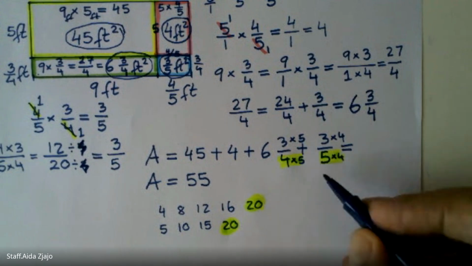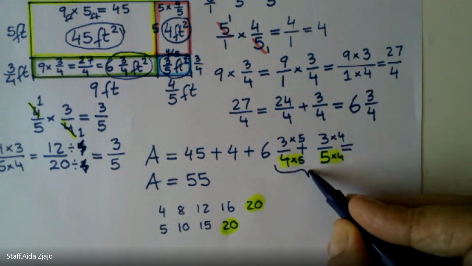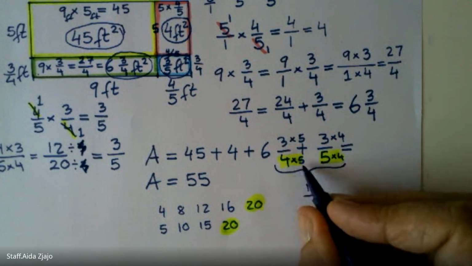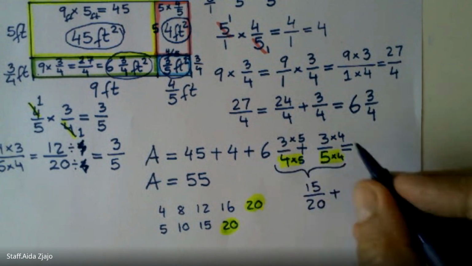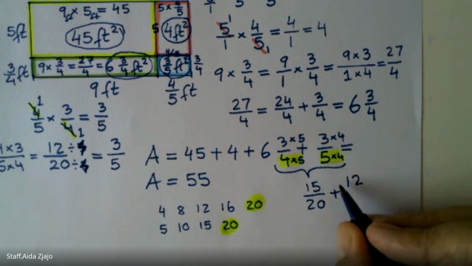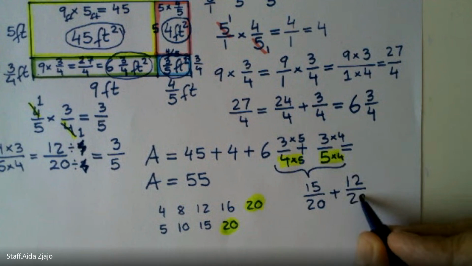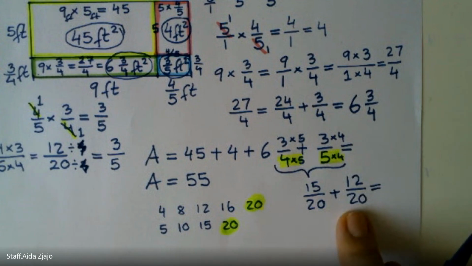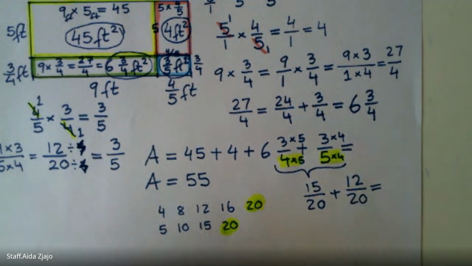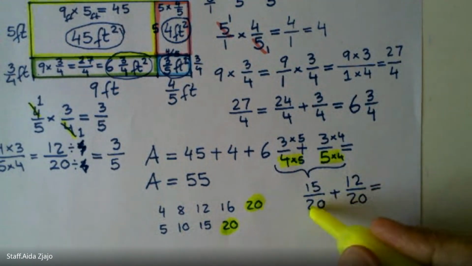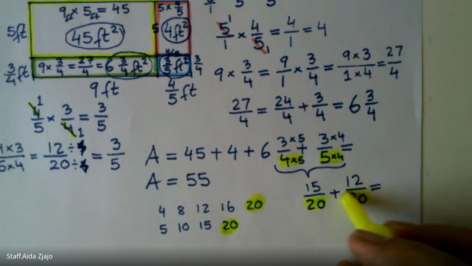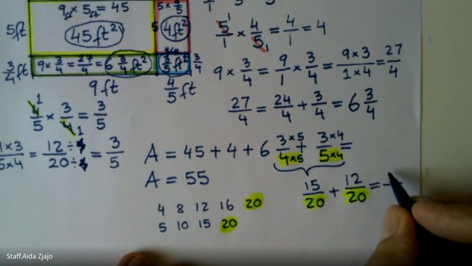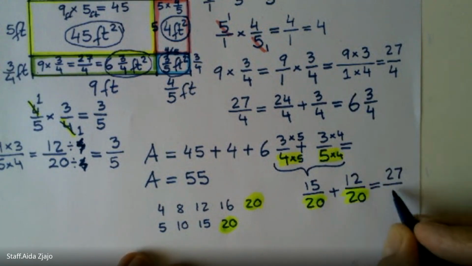So if I just do this here and add, I will have 3 times 5 is 15, 4 times 5 is 20, plus 3 times 4 is 12, 5 times 4 is 20. So 15 20ths plus 12 20ths equals 27 20ths. So these are the same fractions now. I'm adding 15 plus 12, that's 27 20ths.